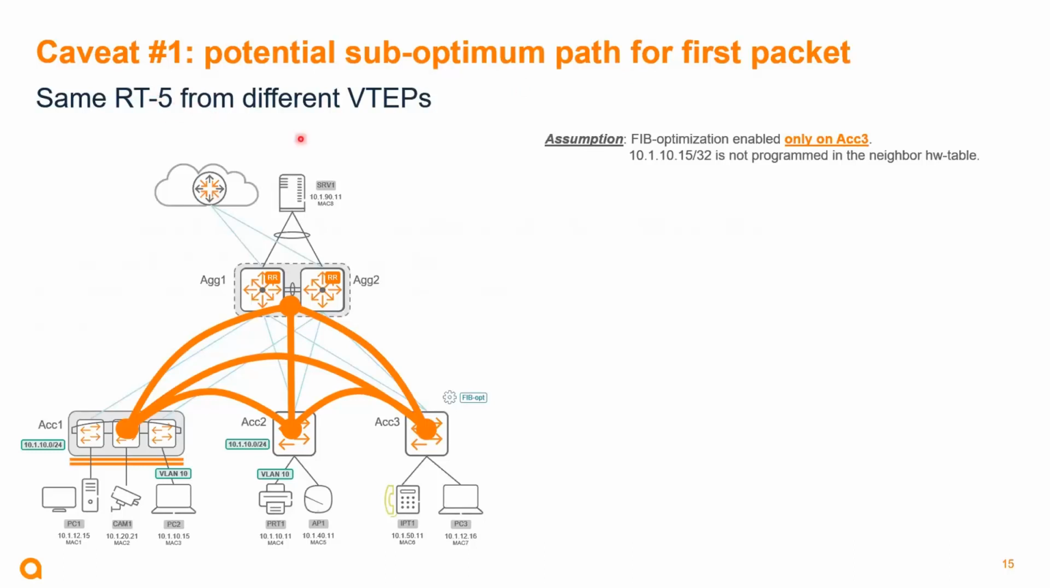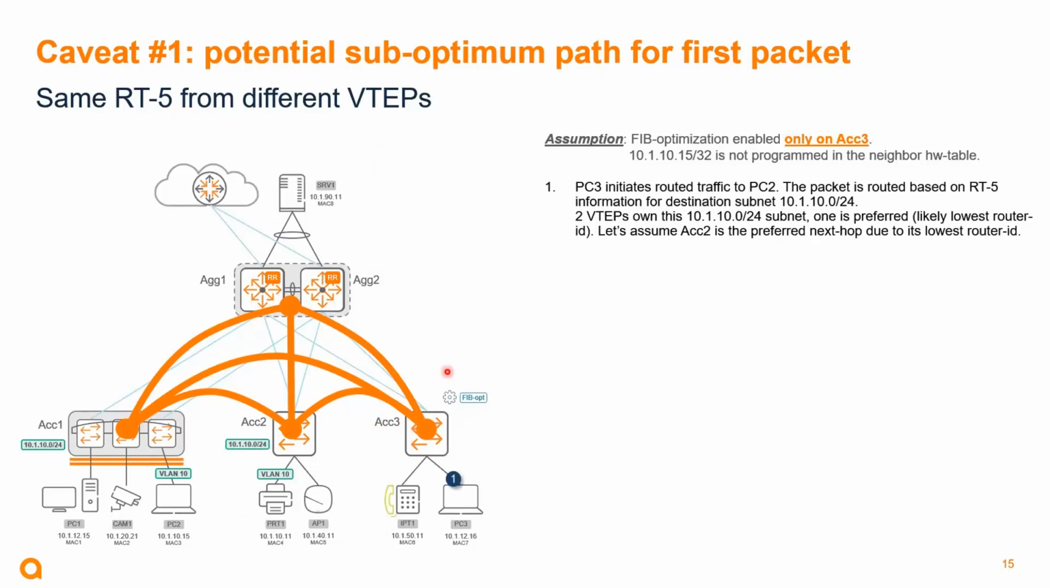So again, we have no route type 2. In that example here, on access 3, FIB optimization is enabled. Only on that one, just as a matter of simplification to explain what could be the problem. So this entry 10.1.10.15 is not programmed in the neighbor hardware table in that switch. And access 3 will consequently push the packet, as we already covered. PC3 initiates traffic to PC2.